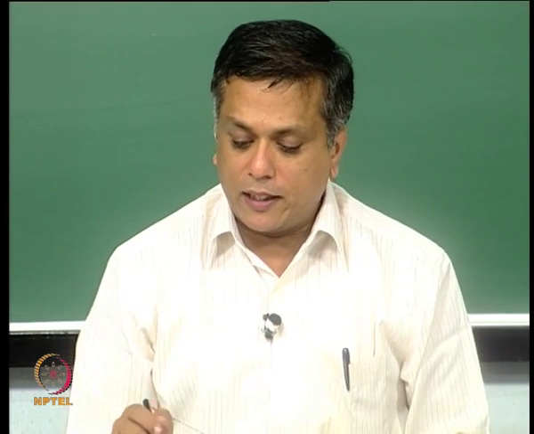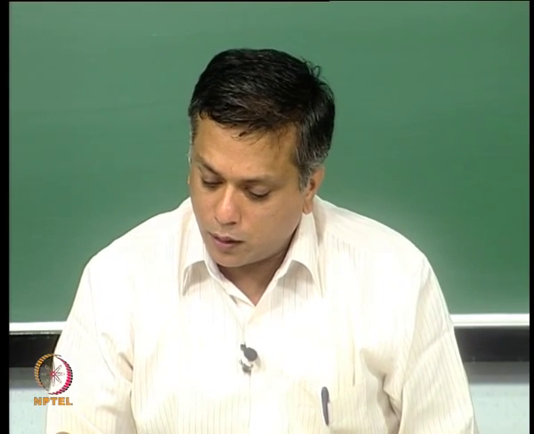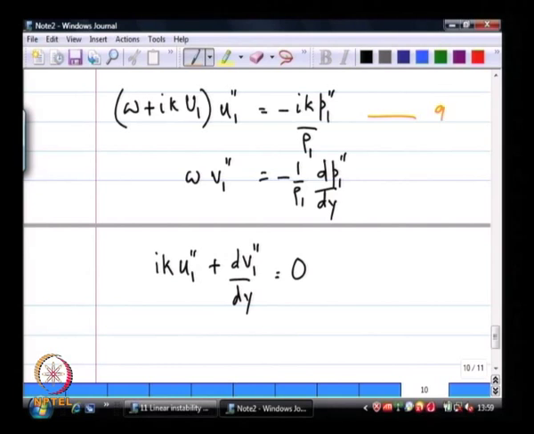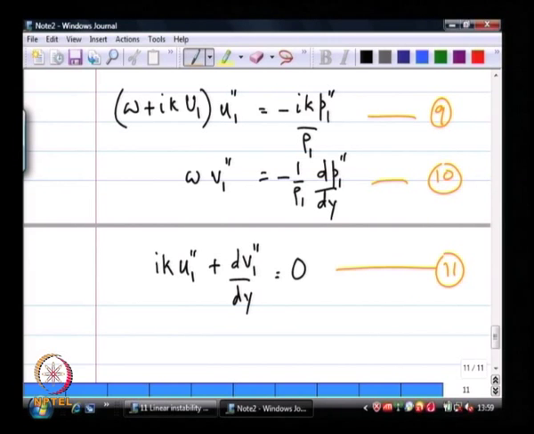So, where we had partial differential equations, we have now converted them to ordinary differential equations in y. Okay, in fact, I will number these 9, 10 and 11. 9 is simply an algebraic equation whereas 10 and 11 have differential quantities in them. Okay, we will start from here and complete this analysis in the next class.